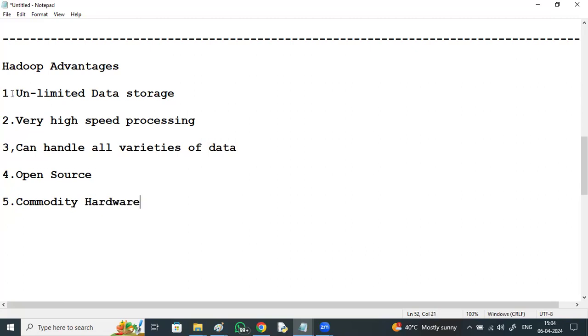So the main advantages: unlimited data storage; very high speed processing because of parallel processing; can handle all varieties of data, structured, unstructured, and semi-structured; open source, no licensing is required; and commodity hardware.